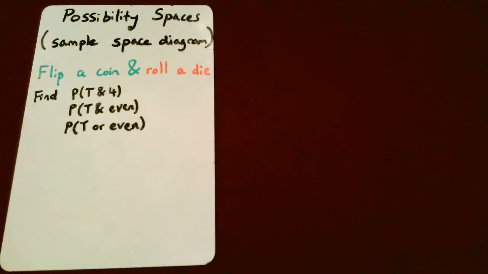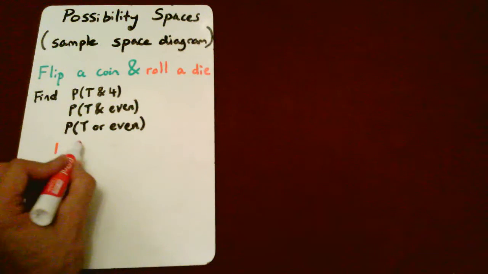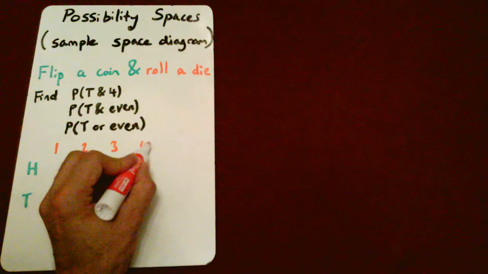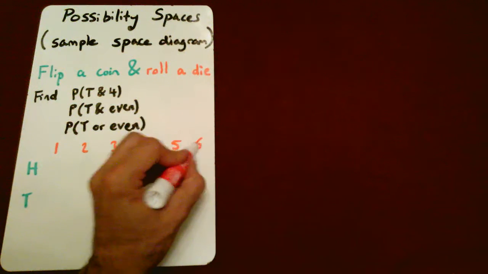Now, when you're looking at flipping a coin and rolling a dice, we need to work out how many different combinations there are when you do this. And to show this, we use what we call a sample space diagram, which enables us to list all the possible outcomes. So on the left, I'm going to show the two options when you flip a coin, which are heads and tails. When you roll a fair die, you get the numbers 1 to 6. 1, 2, 3, 4, 5, and 6.